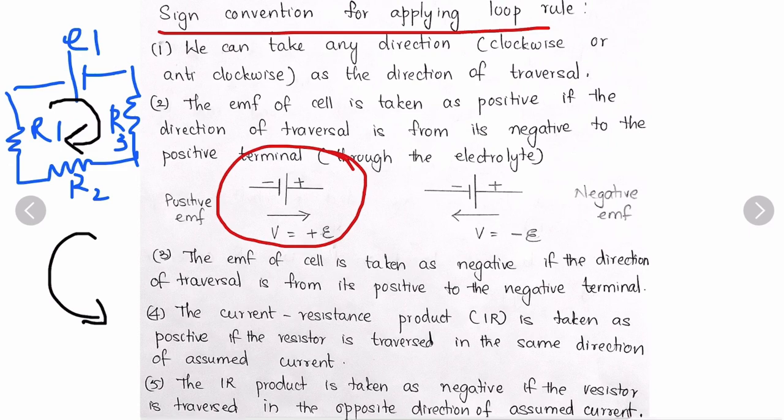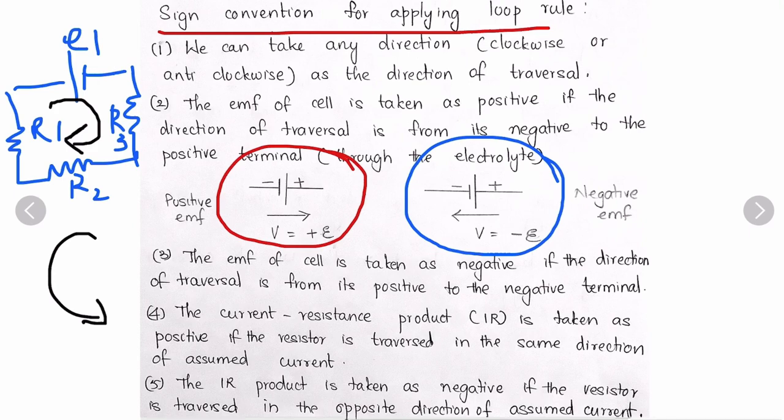And the third sign convention: when your traversal is from the positive to the negative terminal, then the EMF of the cell is taken as negative. This is the one which I am circling with the blue color. Here you are traversing from positive to negative, so the EMF is taken as negative, that is minus.